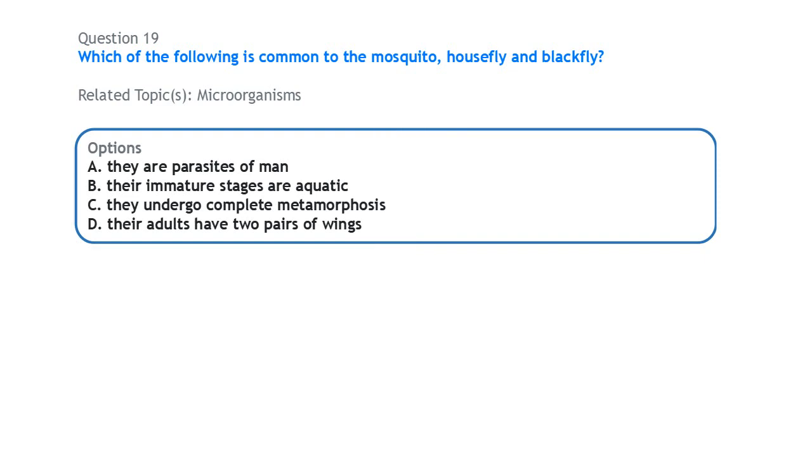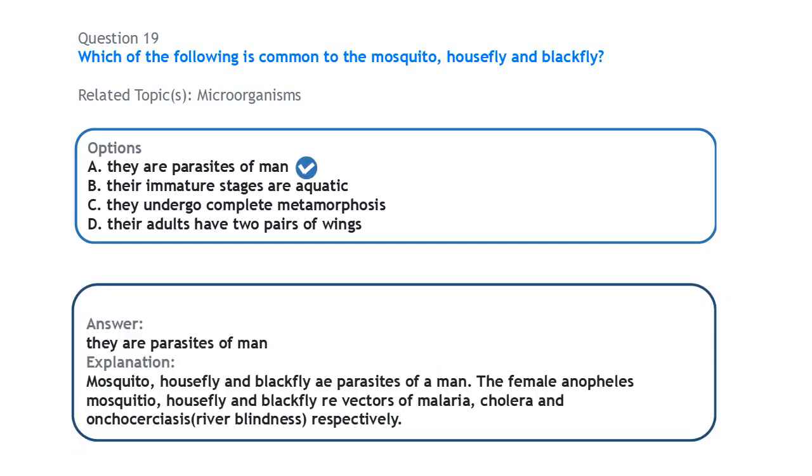Question 19 on microorganism. Which of the following is common to mosquito, housefly, and black fly? They are all parasites. Now these three organisms, the mosquito, the housefly, and the black fly, they are vectors. What that means is that they carry what we call the causative organisms, those organisms that cause diseases. Each of these organisms is a carrier or vector of causative organisms.